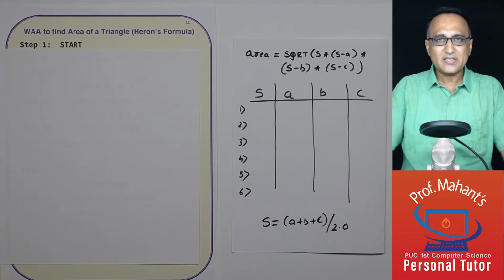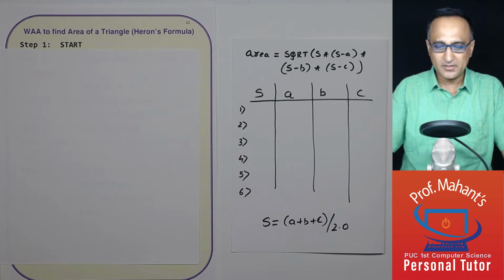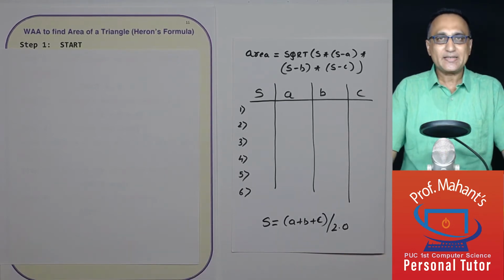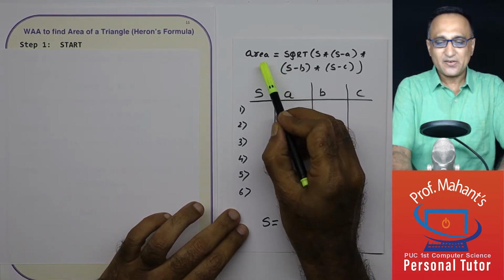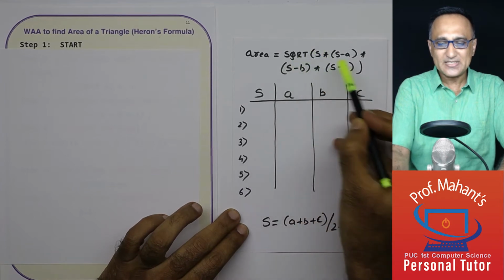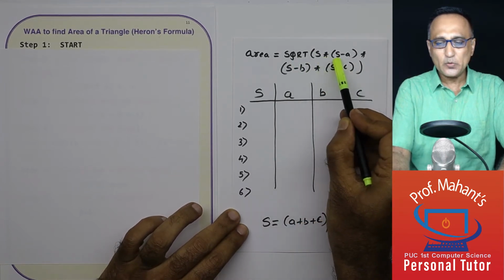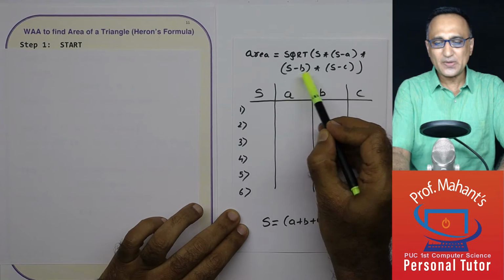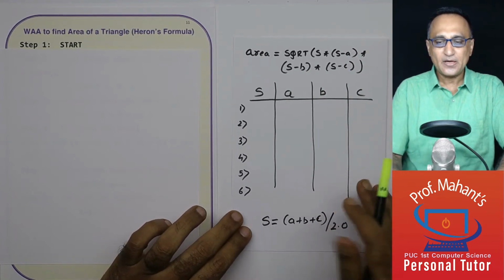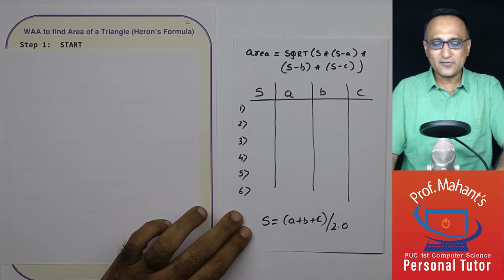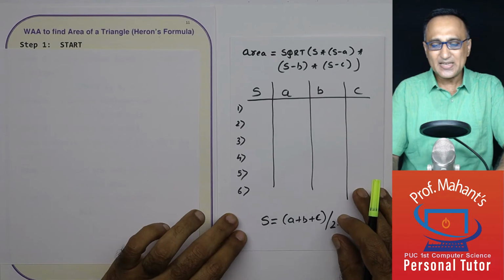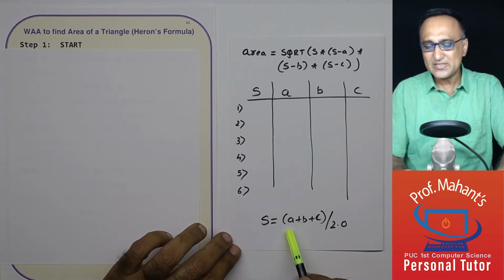We shall now discuss how we are going to write an algorithm using Hero's formula or Hero's method. In order to calculate the area of a triangle using Hero's formula, it is done like this. We say area is the square root of s into (s minus a) into (s minus b) into (s minus c). Here a, b and c are the lengths of the three sides of a triangle, and s is known as the semi-perimeter, whose value is a plus b plus c all added together divided by 2.